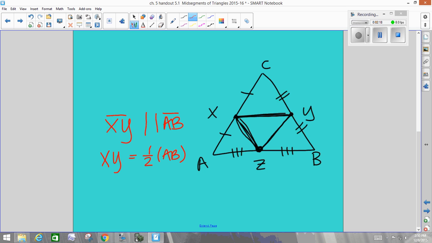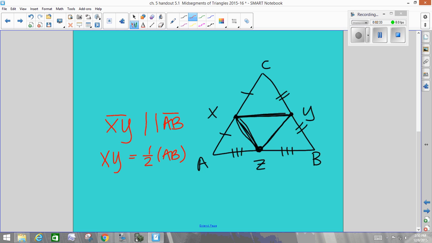A midsegment is always parallel to the third side and half of that length. And you could say that for the other ones. You could say that XZ is parallel to BC and half of BC. Remember, when there's no symbol over it, that means length of.